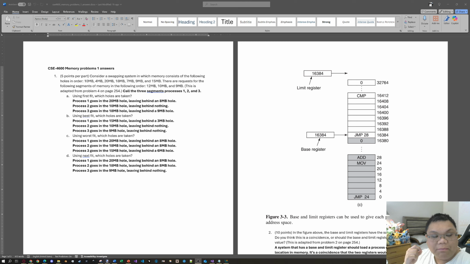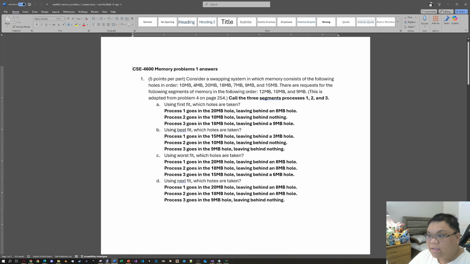Alright, so in case you missed it, I'm going to go over the answers for the first set of memory problems. Problem 1: consider a swapping system where there are the following holes in memory: 10, 4, 20, 18, 7, 9, and 15 megabytes, and there are requests for memory segments of the following sizes in the following order: 12, 10, and 9. Let's call them processes 1, 2, and 3. The question is, which holes are taken by which processes?